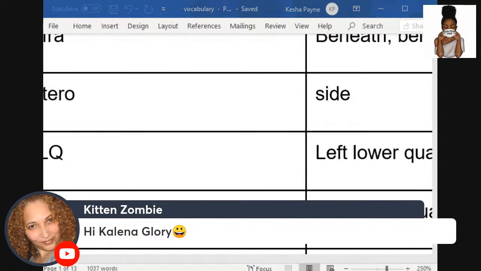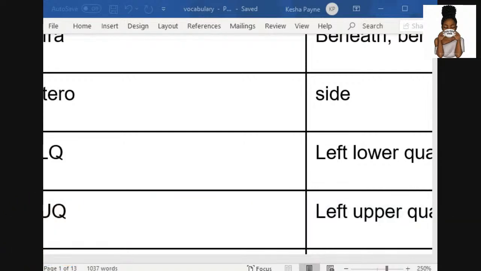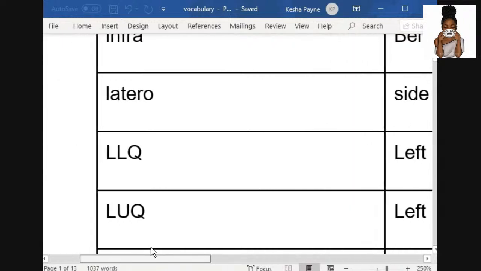Hey, Kalina Glory. Can't see that. So yeah, I'm just doing directional terms right now.